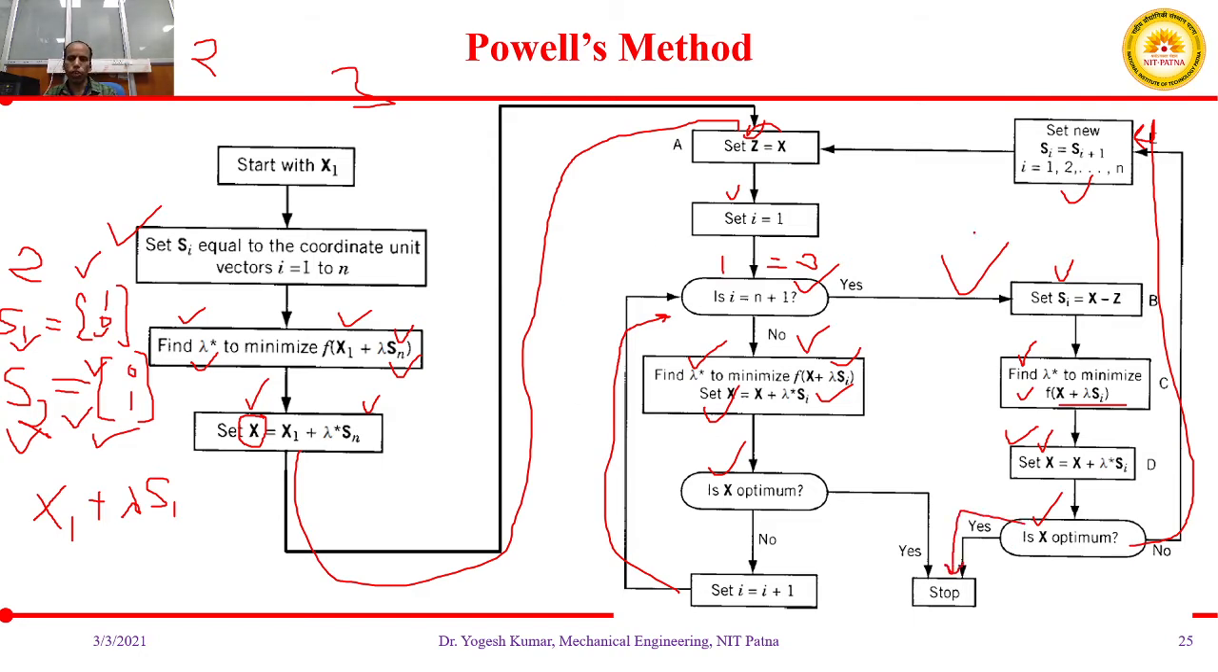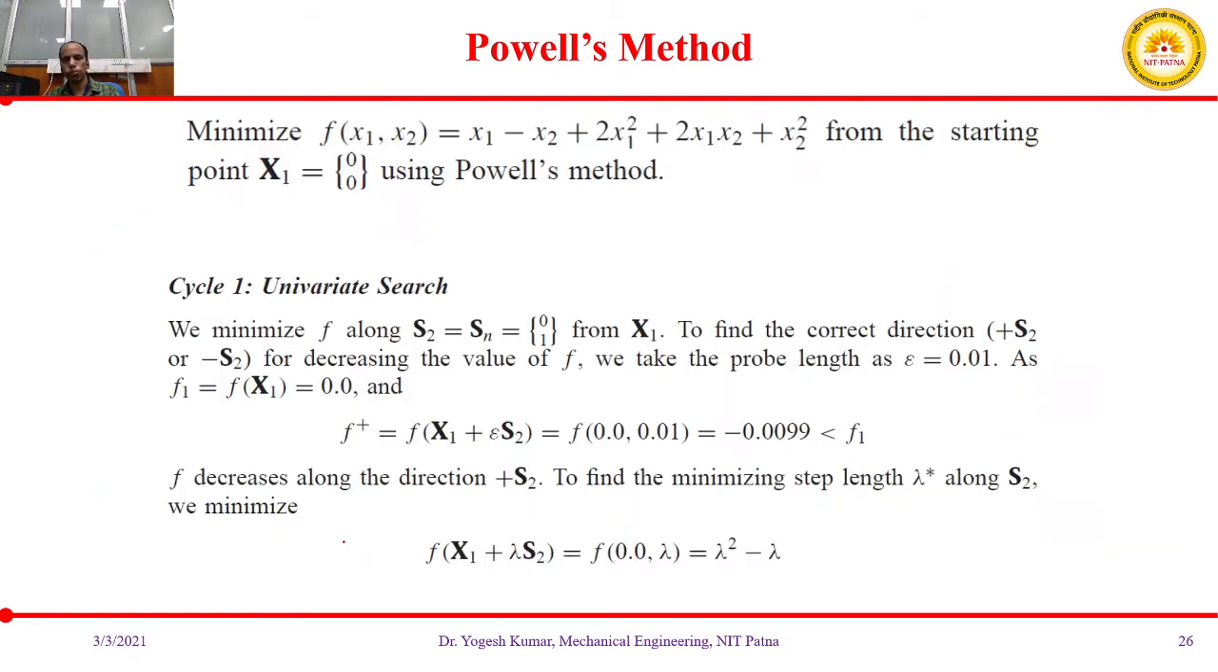Anyway, in any of the loops, we need to reach this point: we will stop only when we are able to get the optimum value of x. So I will directly switch to the example from this step, and we will come again to this flow diagram. Okay, let us move.